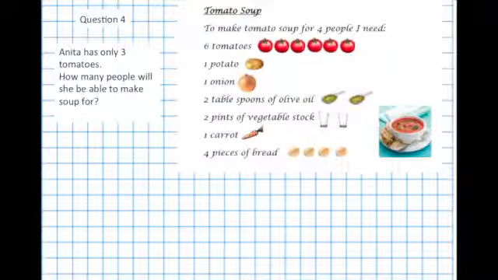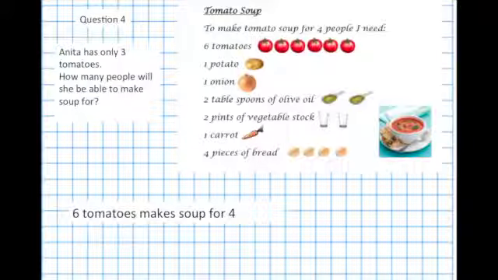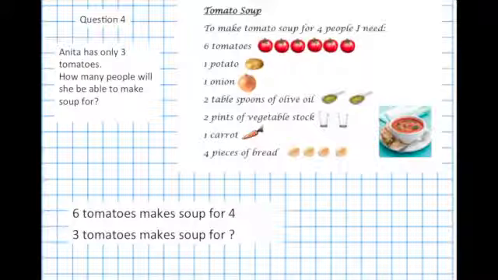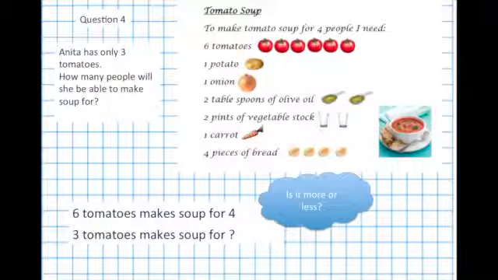Here we have a recipe for tomato soup. How many people will Anita be able to make soup for if she only has 3 tomatoes? Well, in the recipe there are 6 tomatoes, and 6 tomatoes make soup for 4 people. So how many will it make soup for if we only have 3 tomatoes? And the first thing to think about, is it more or less? Well, it was 6 tomatoes, but we've only got 3, so it's going to be less.